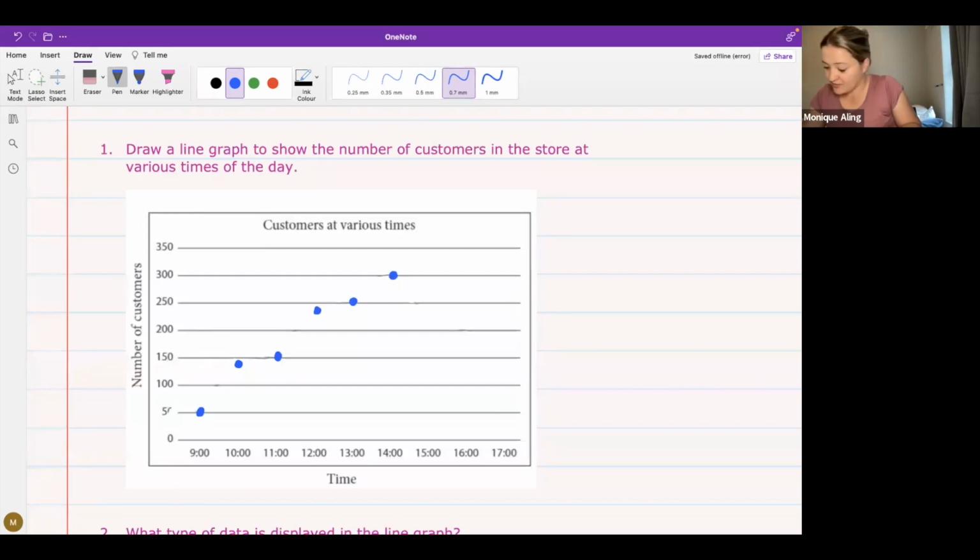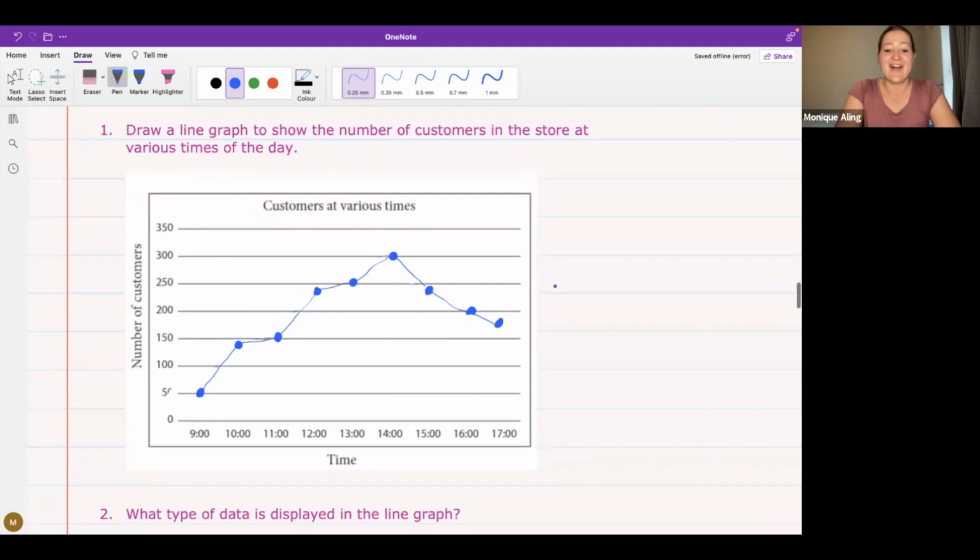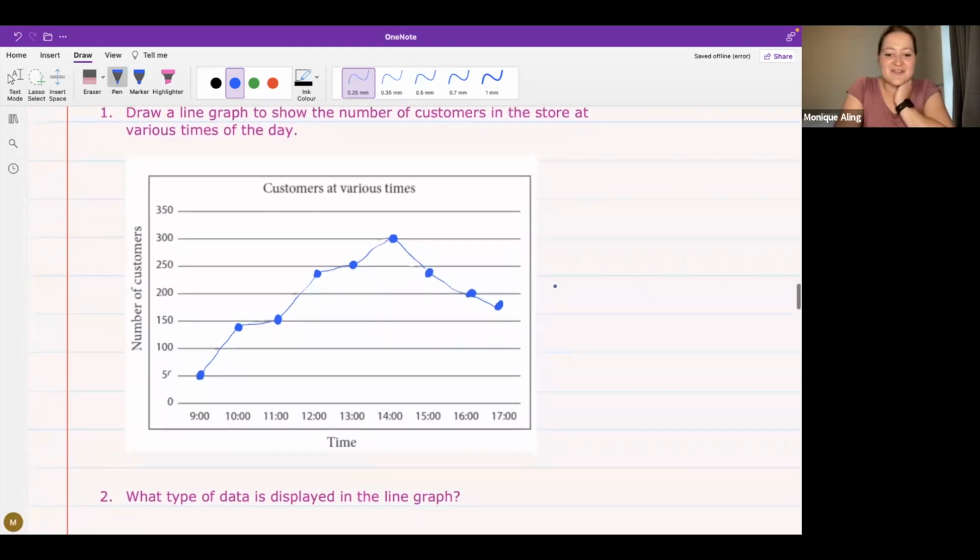Okay, just plotting the rest quickly. Okay, and we should have a line graph that looks like this. You will obviously use a ruler. It actually looks a little bit like a mountain. Mount Kilimanjaro. Nice hiking one that you actually have to train for. It's pretty steep.